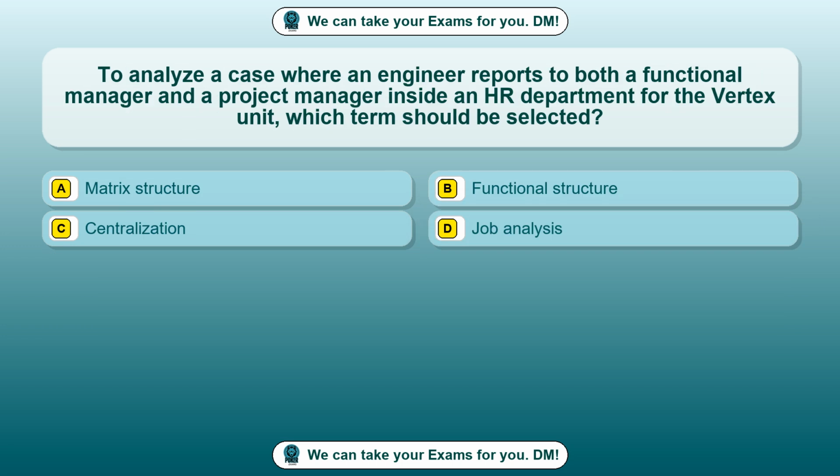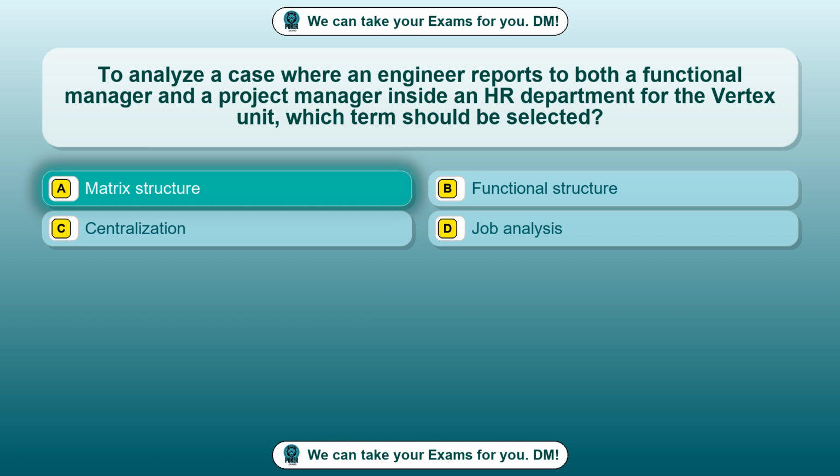Question 65. To analyze a case where an engineer reports to both a functional manager and a project manager inside an HR department for the Vertex unit, which term should be selected? Option A, matrix structure. Option B, functional structure. Option C, centralization. Option D, job analysis. The correct answer is option A, matrix structure.